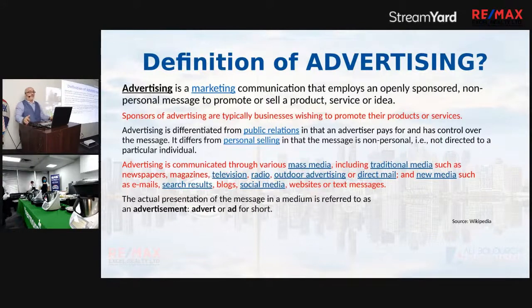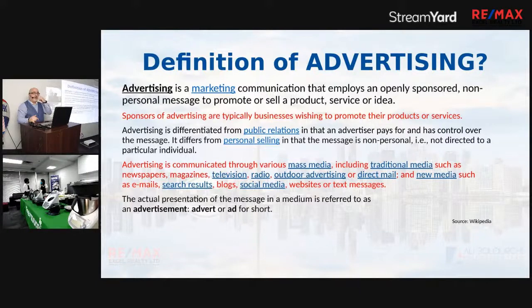Advertising is differentiated from public relations. When you are branding yourself, you have to be a little bit on the higher end. You can use PR to create a brand for yourself or for your company. On the advertising side, the advertiser pays for the advertisement and has control over the message. But on the PR side, it's a little bit different. So the difference is that in advertising the advertiser pays for and has control over the message.